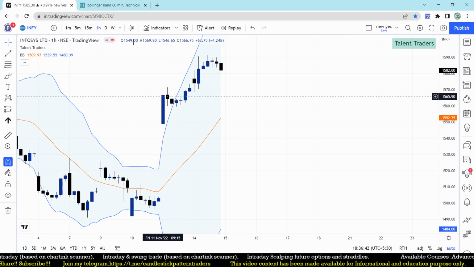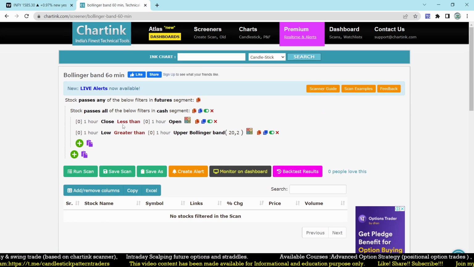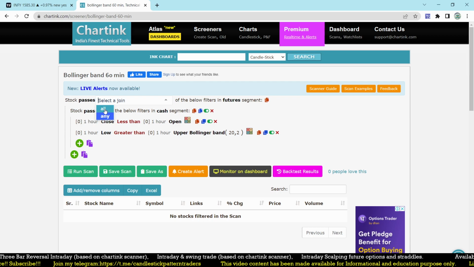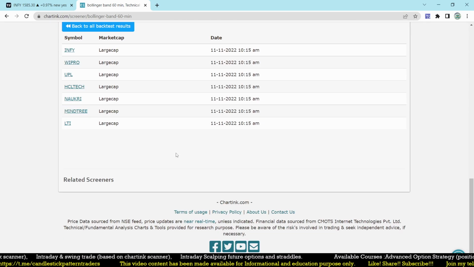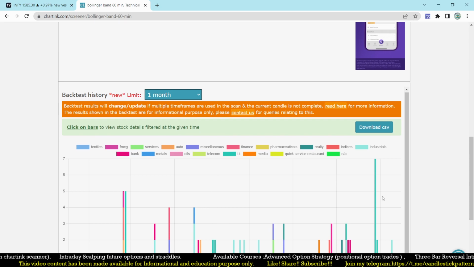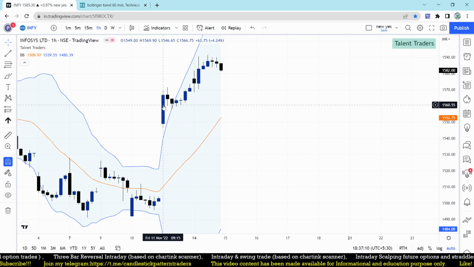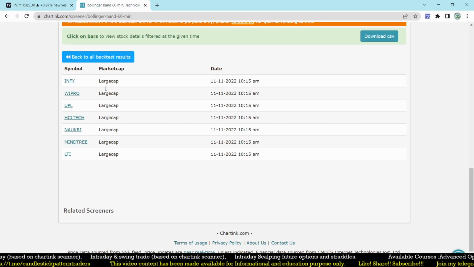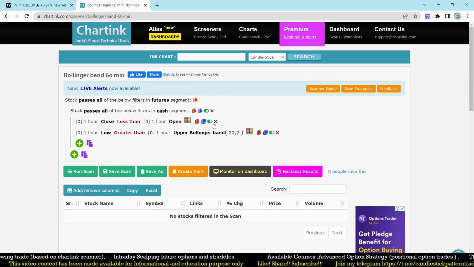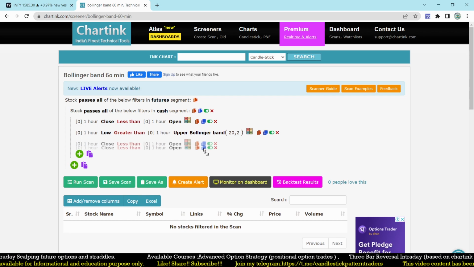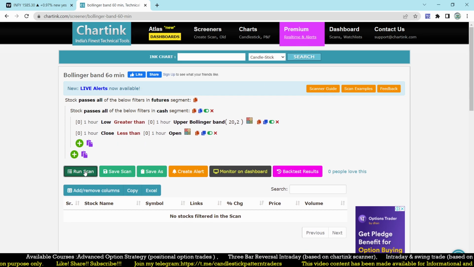That is about 11:15, right? What is happening? What is the condition here? The 1 hour close is less than the open, but this condition is not satisfied. Let me try. Infosys, why is it coming on Infosys at 11:11? This should be the positive candle, right? How did it become this list?